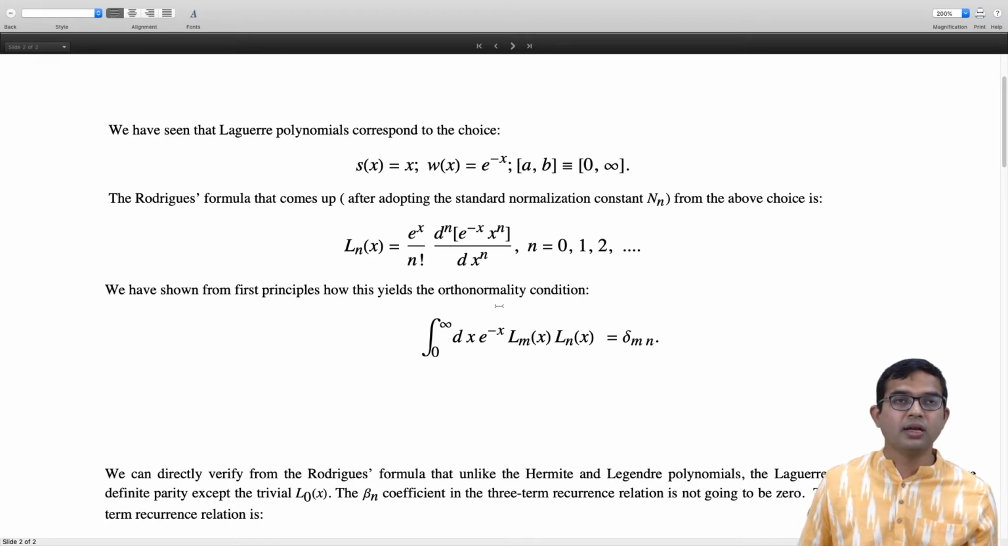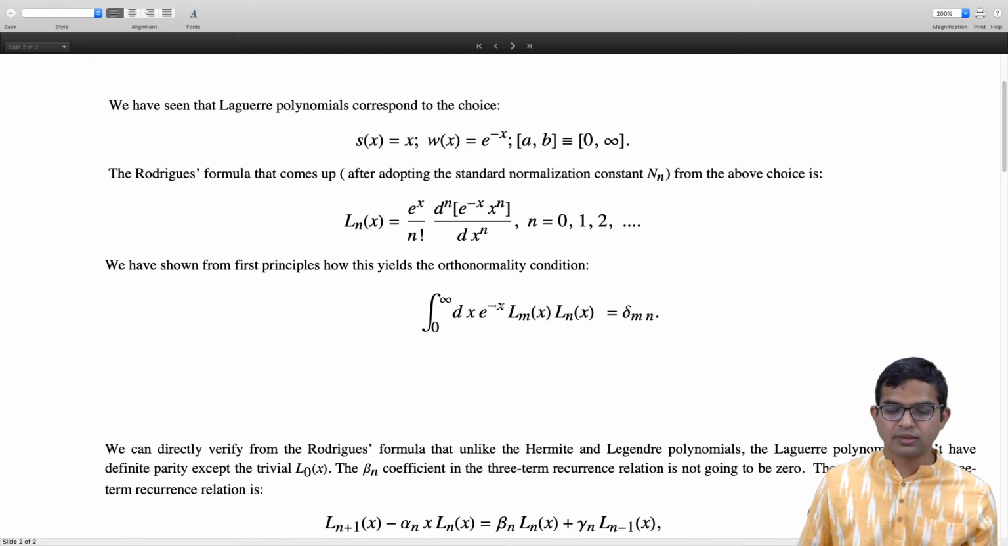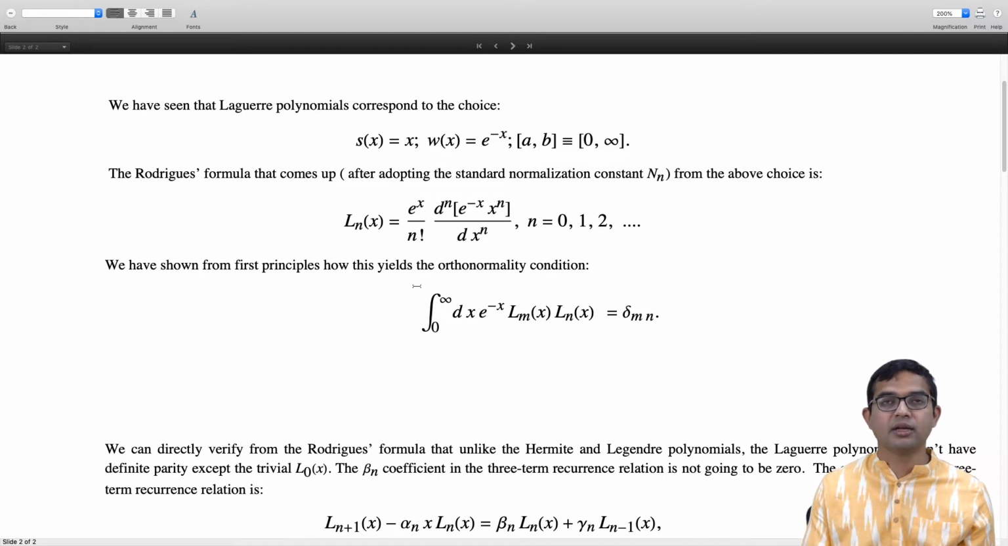So the general three-term recurrence relation is of this form, right? So L_{n+1} of x minus some coefficient alpha n times x times L_n of x is equal to beta n times L_n of x plus gamma n times L_{n-1} of x, right?